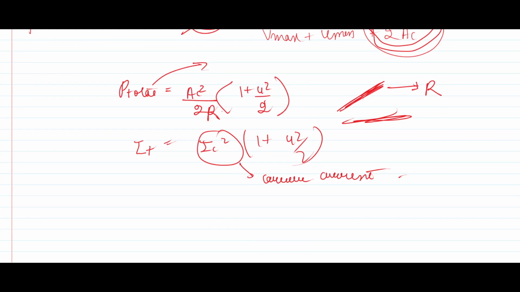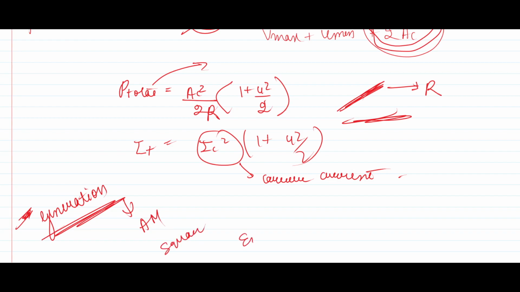And now we have to discuss the generation of the AM signal. We have the square law modulator, and we have detection using the envelope detector.